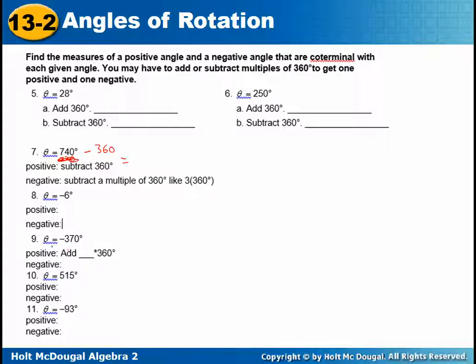Let's look at number 9. If I added 360 to this, I would still have a negative number. So I have to add 2 times 360. So I have to take negative 370 plus 720 in order to get the positive value. To get my negative value, I can just go ahead and take negative 370 minus 360. That's certainly going to be a negative value. So you can work with these remembering that sometimes you have to add or subtract multiples of 360. Just make sure that you get one positive and one negative for each of these problems.